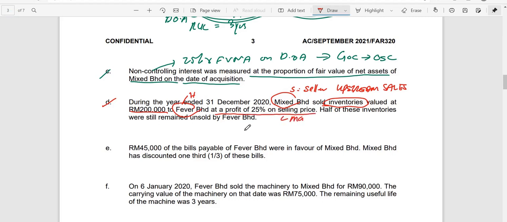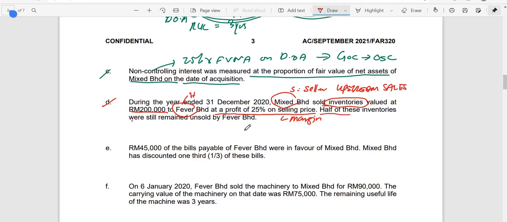So this is a margin. You may be given a markup, and this is not a markup, this is a margin. So you need to look at the profit, and assuming that the goods that were sold off by Mix to Fever was unsold, no information, but you have the information here.